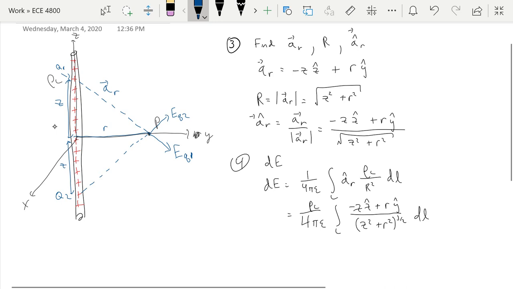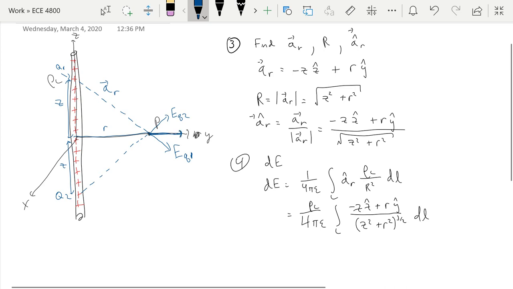What's going to happen when you take the sum total of those? The z hat comes out to be 0. Exactly. That's a super important point here, a piece of symmetry that we can take advantage of. When EQ1 and EQ2 add up, the z components disappear, and the total electric field looks something like this.